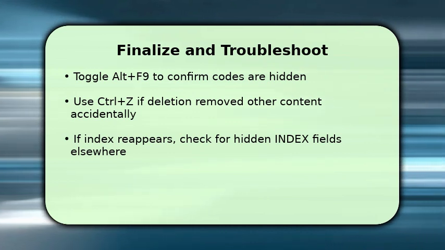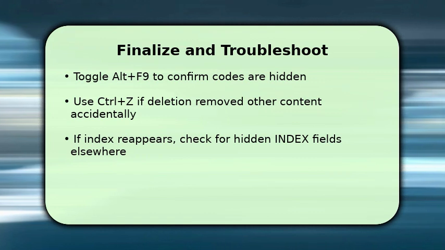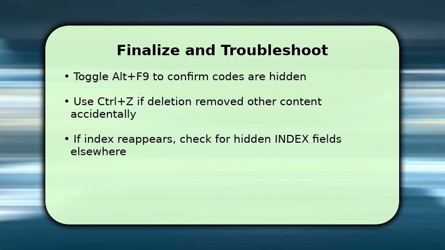If you accidentally deleted content, press Ctrl+Z immediately to undo, then selectively remove only the index field next time. If the index reappears, search for other index fields or check for a template-driven automation. Make sure to update all fields with F9 and review header/footer regions where an index could be placed.